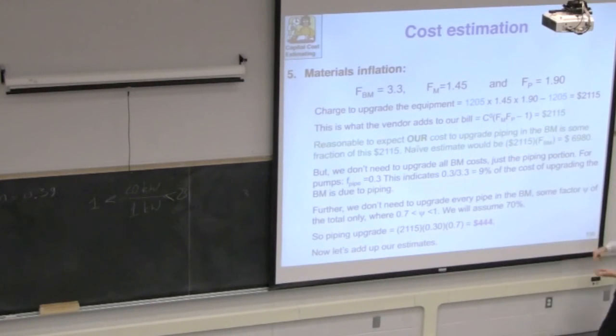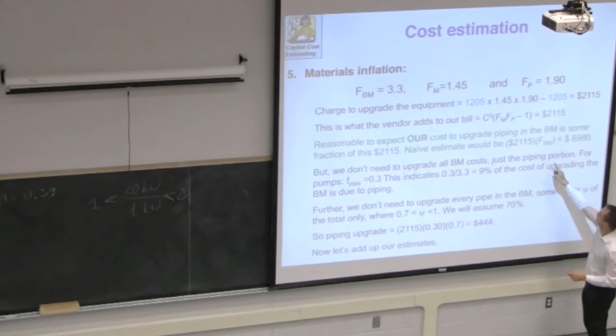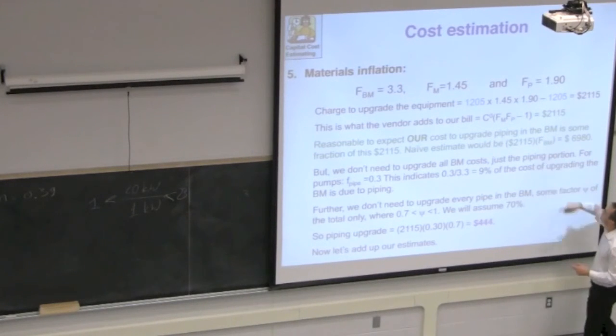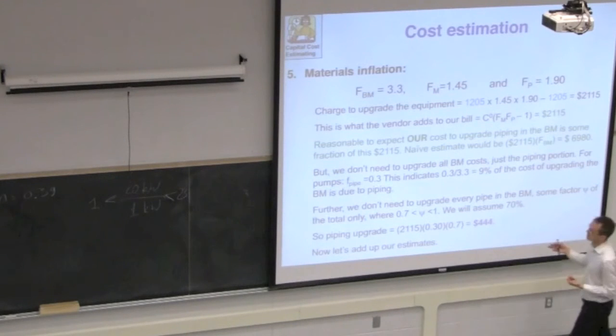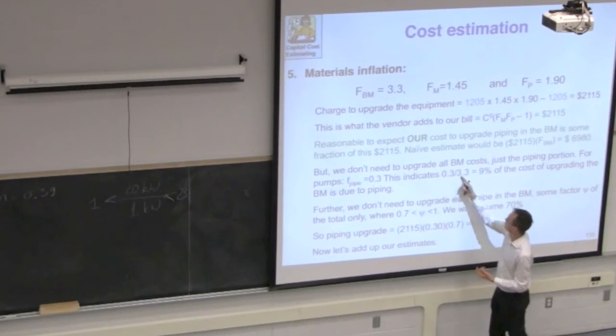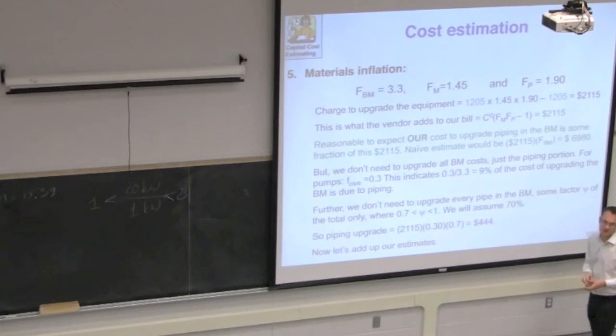What we do need to do, however, is multiply by something smaller. The way we do that is to extract out the piping portion from that bare module factor. The bare module factor for the pumps is 3.3. But if we look at the table, for pumps, the piping factor is only 0.3. So in other words, 0.3 divided by 3.3, about 9% of the total bare module costs are due to piping.